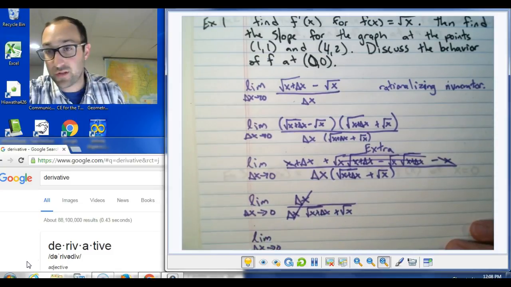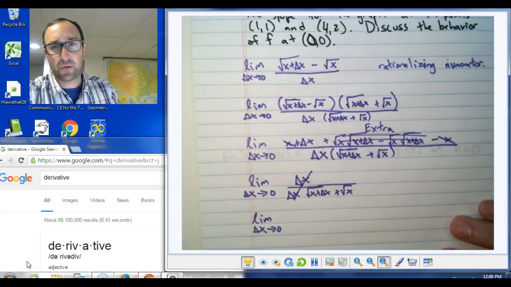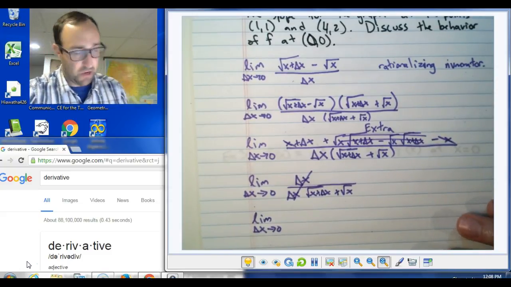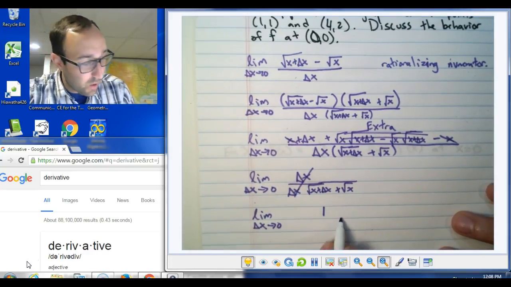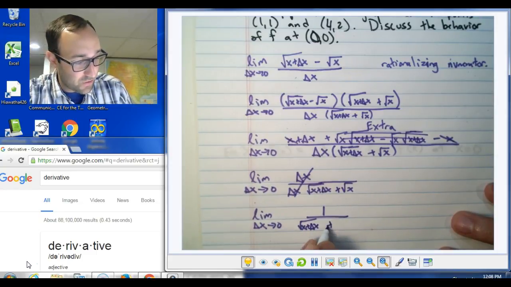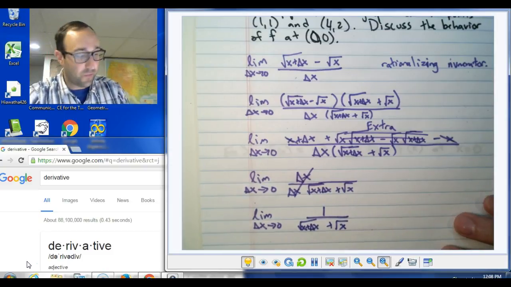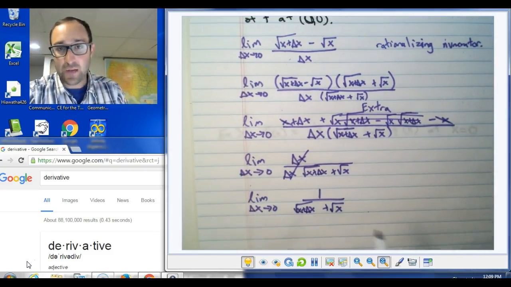And let's make sure it approaches 0 this time. I said it. I also just wrote it. You can't go back to the video and look at it to see if I did it wrong, right? No, of course not. So it's going to be 1 in the numerator, over the square root of x plus delta x plus the square root of x. Now that we've simplified it as far as we can, if I plug in 0 for delta x, am I going to have a problem?